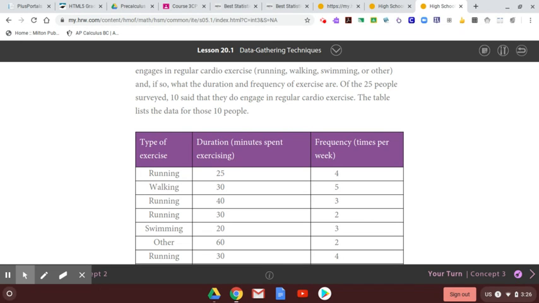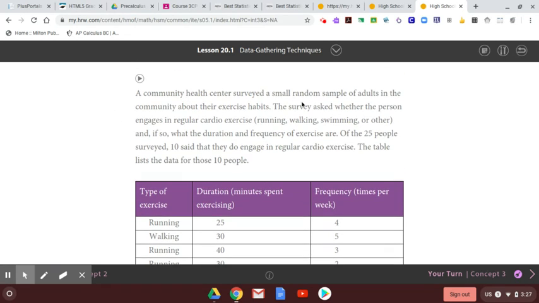And 5 out of 25 is about 20%. So if we were given the total number of adults in the community, we could take 20% of that, and that would be our prediction. 20% of those adults we would predict to engage in running.